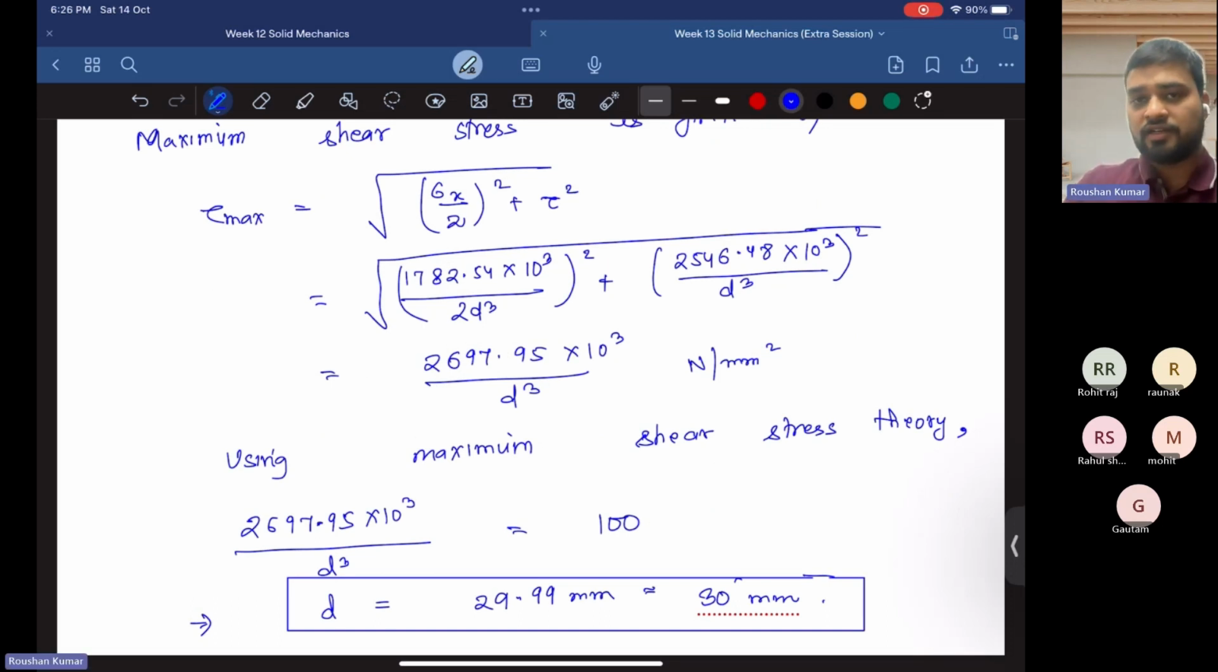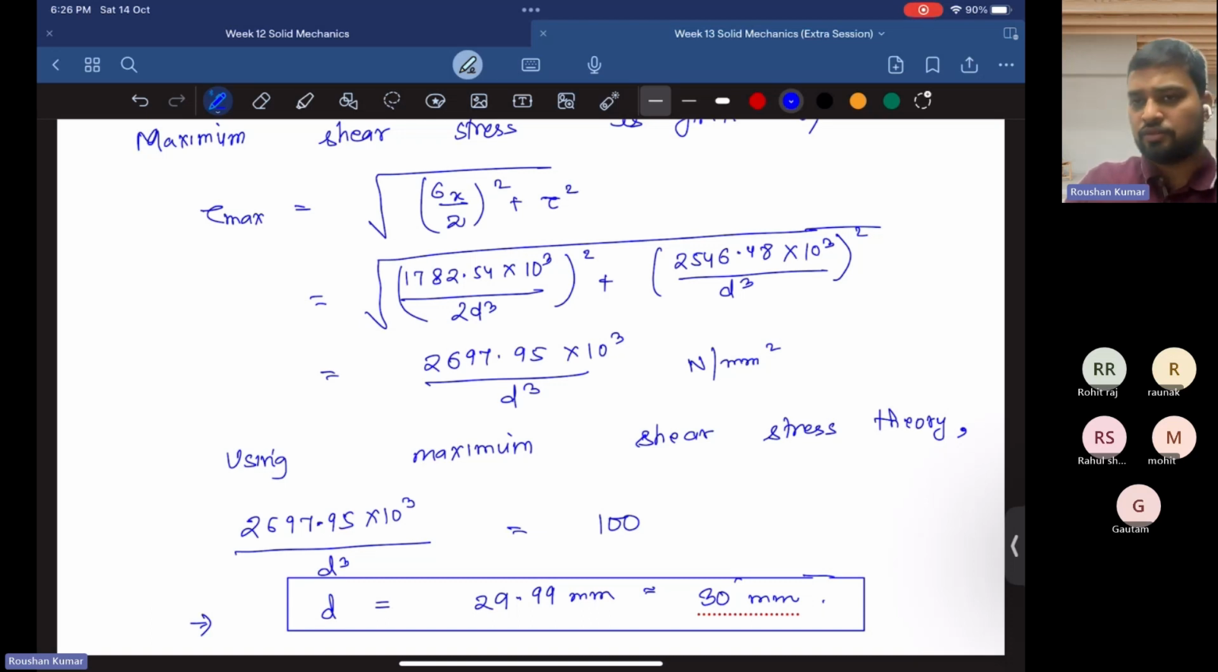Yesterday I also solved some problems related to theory of failure. I think yesterday I solved around 4 questions, and today one more question is here. So I think these 5 questions are sufficient for you to understand the theory of failure easily. And most of the time in the exams, only 3 theories will be asked.